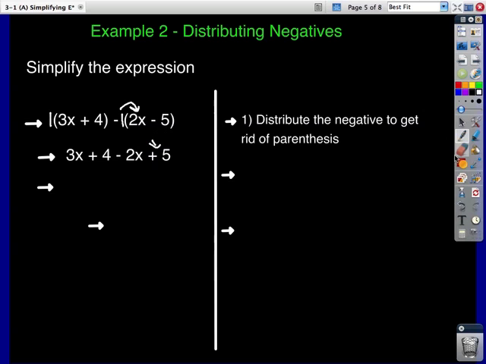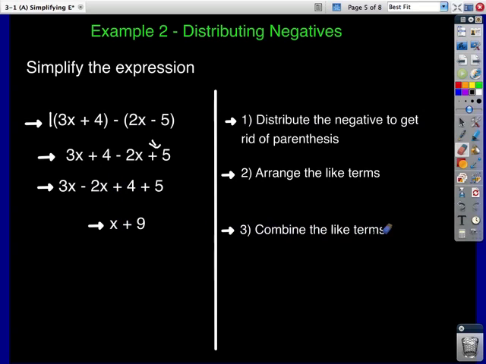If there's a negative in front of something with parentheses, you have to distribute that negative sign to both terms. And then we want to arrange the like terms together, just like we did before. We just rearrange it, and then we just simplified. So in this case, 3x minus 2x got us x, and 4 plus 5 got us 9. Really, that's the easy part. The weird part was distributing that negative sign to both the 2x and to the negative 5. Okay? And those are the two examples.